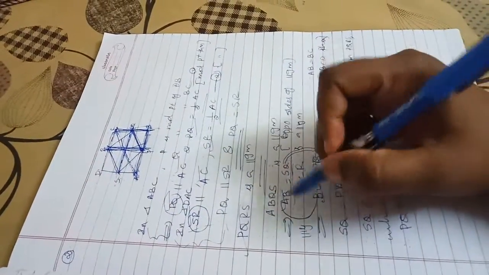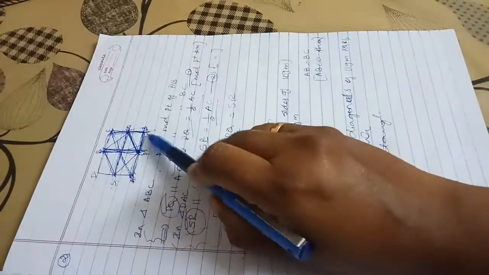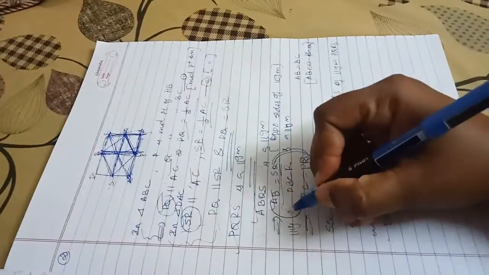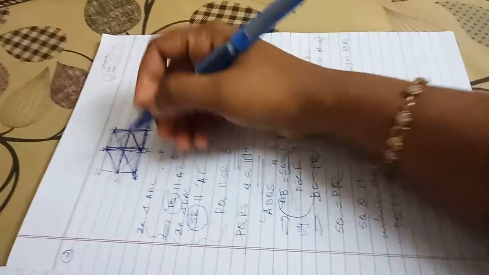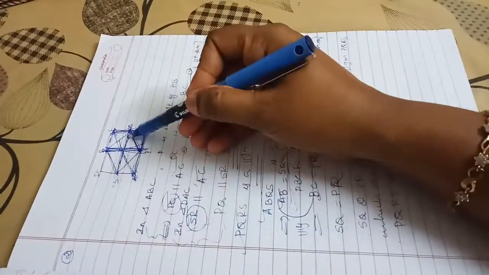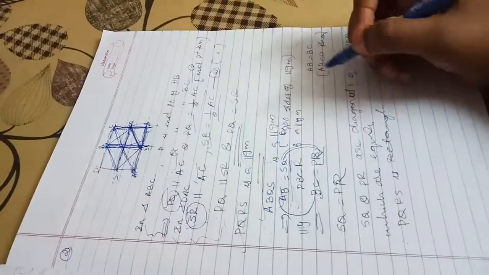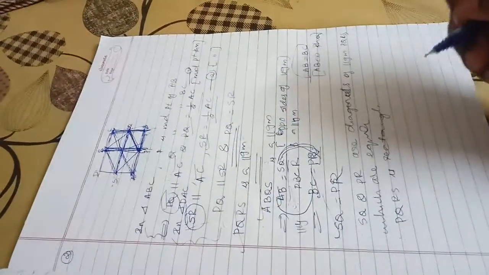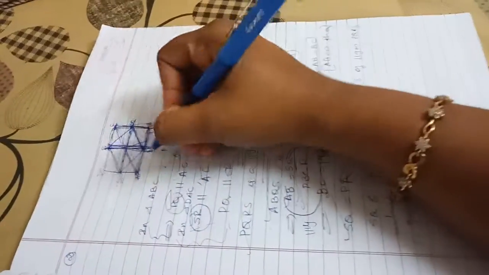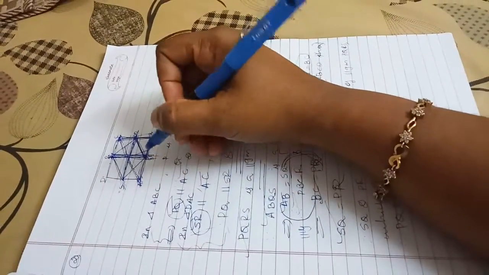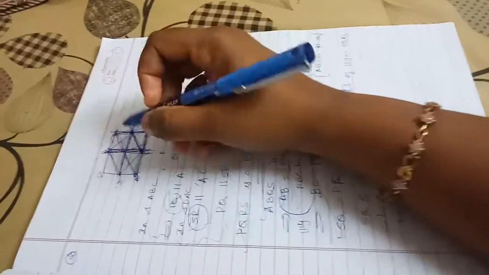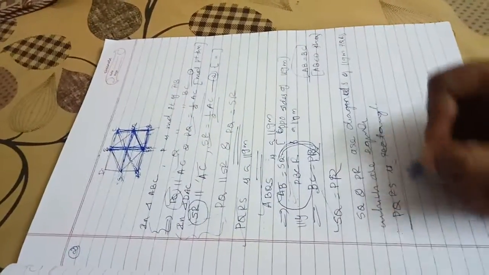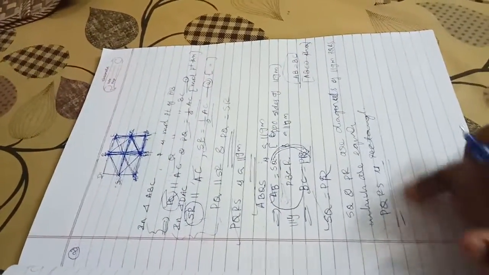So we got two statements: AB is equal to SQ and BC is equal to PR. But AB and BC are equal, so we can equate SQ and PR together. So SQ is equal to PR. What are SQ and PR? They are the diagonals of the quadrilateral PQRS. So in parallelogram PQRS, the diagonals are equal, then we can say that it is a rectangle. Now we have proved PQRS is a rectangle.